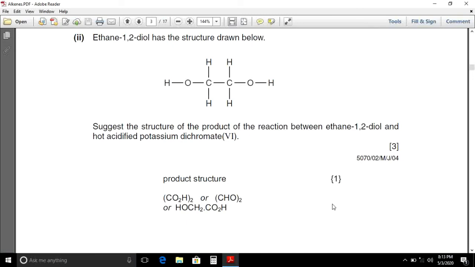Second part: ethane-1,2-diol has the structure drawn below. This is the structure of ethane-1,2-diol. As you can see, there are two alcohol groups attached to this molecule. Suggest the structure of the product of the reaction between ethane-1,2-diol and hot acidified potassium dichromate. The two alcohol groups will be oxidized to two carboxylic acids. The compound produced is called ethanedioic acid.